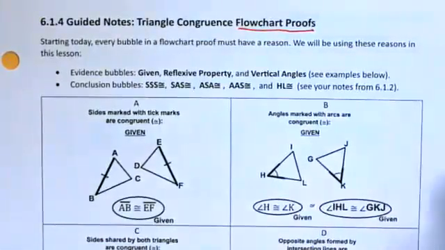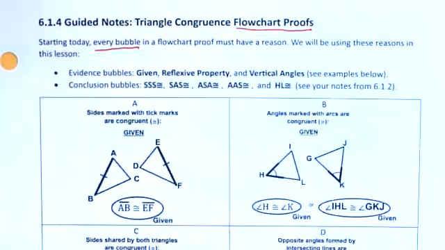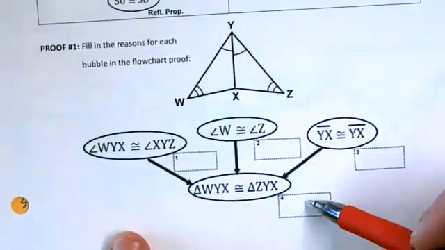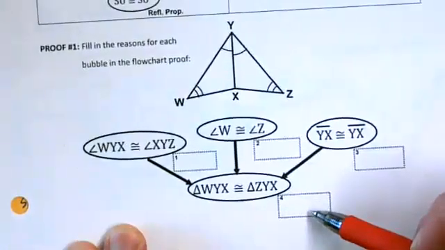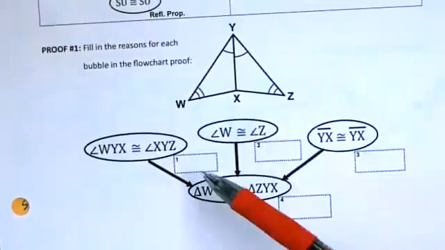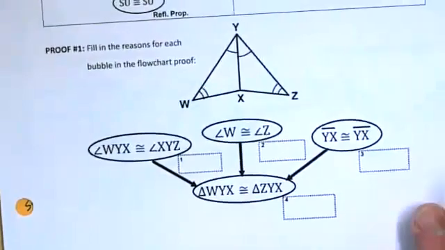Number one difference is beginning today, every bubble that we put into a flowchart has to have a reason next to it. Now, back in semester 1, remember I made you put a reason only on the conclusion bubble, only on the last one. That was just so that we could simplify things a little bit and get you used to the idea. But technically, anytime you do a proof, every single bubble needs to have a reason. Okay, so we're going to be writing some more reasons. Other than that, it's basically going to look like what we saw last semester.